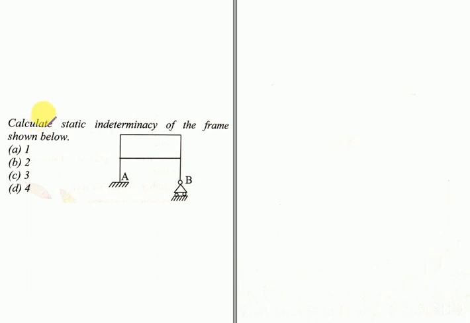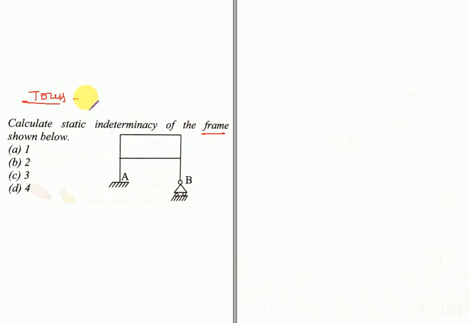Calculate the static indeterminacy of the frame which is shown below. The given thing is a frame. After seeing the question, the first thing you need to confirm is whether the given structure is a pin jointed plane frame or a rigid jointed plane frame. Here, just by seeing, we can tell it is a frame. In case they have given a truss, it is nothing but a pin jointed plane frame. That is the first thing you need to clear.